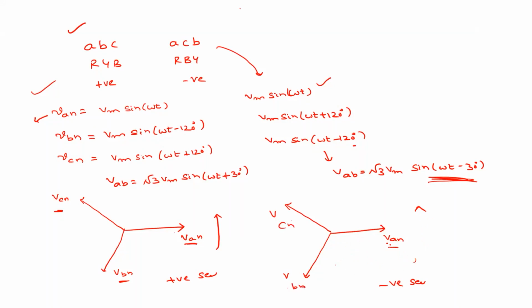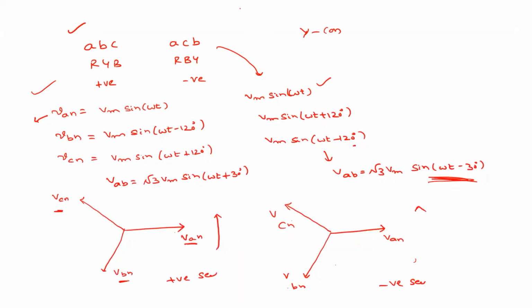So this is in case of voltages, but in case of currents, both will be the same. Phase current and line current are both the same, right? So this is in case of star connected.